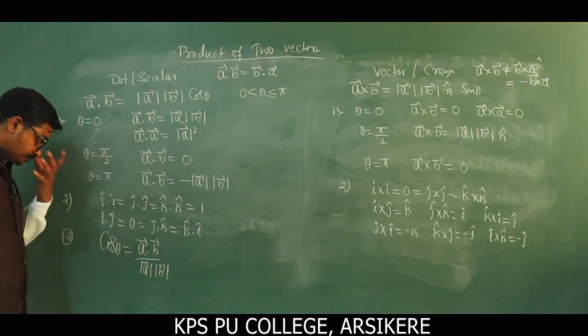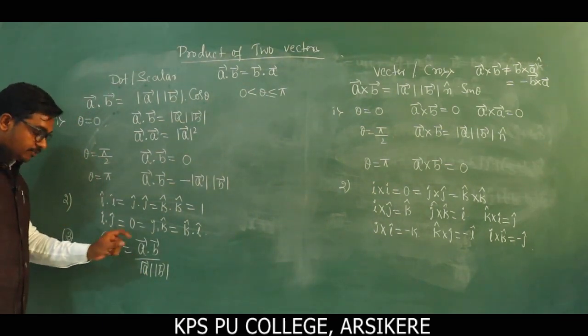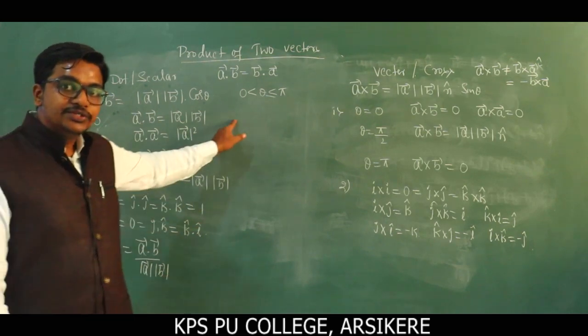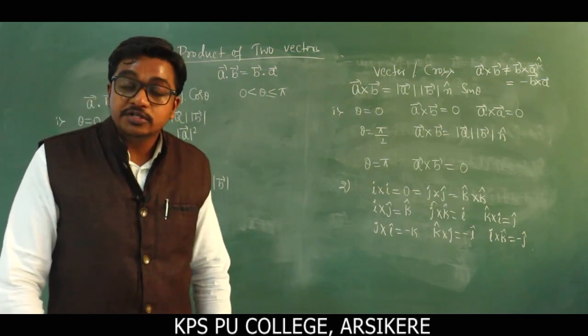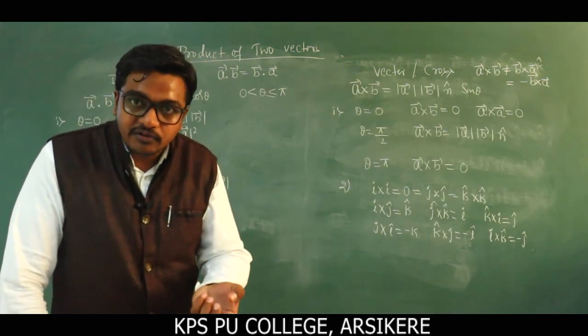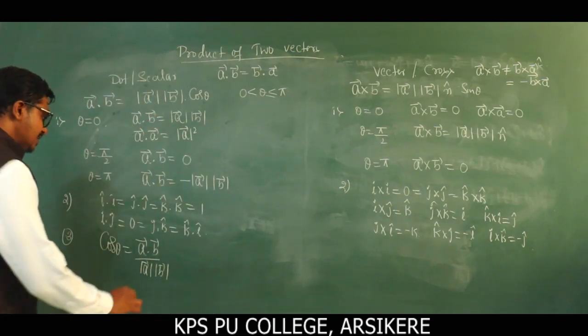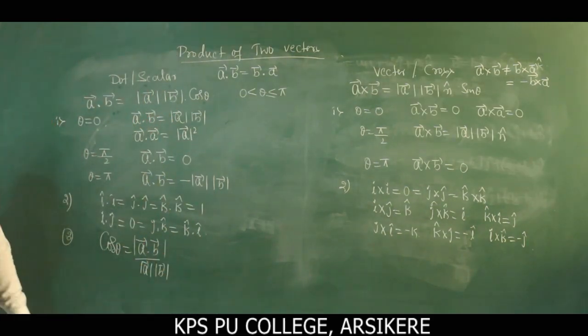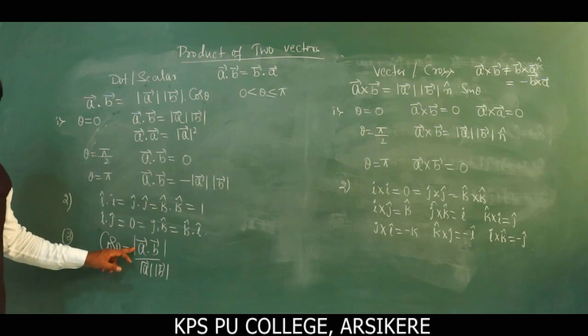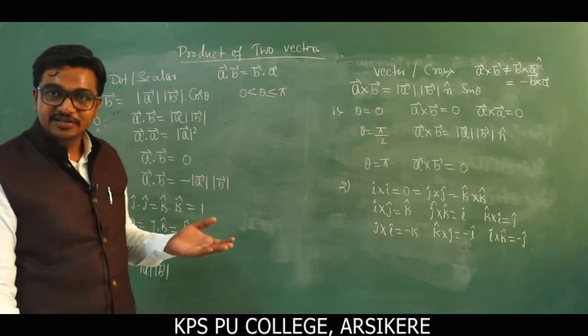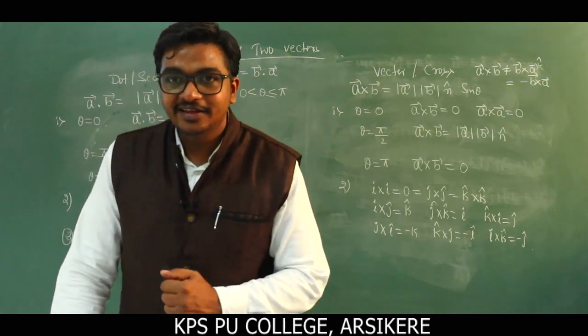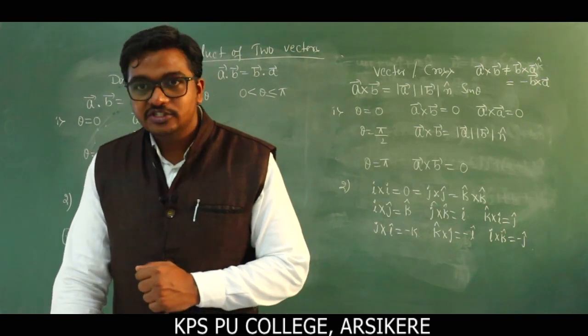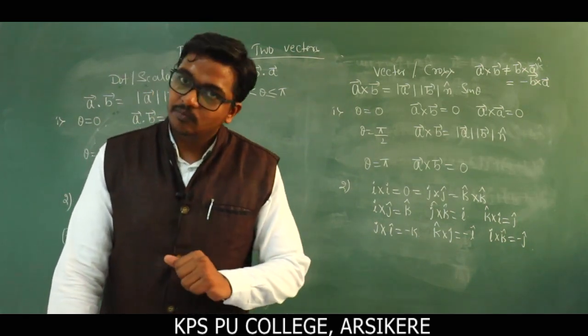Just observe here, cos theta is equal to a dot b. Here theta varies from 0 to pi. Suppose if you want to find the acute angle between vector a and vector b, in that case we have to take modulus. That's it. Take the modulus, because acute angle means theta varies from 0 to 90 degrees. It lies in the first quadrant. In the first quadrant all trigonometric functions are positive.